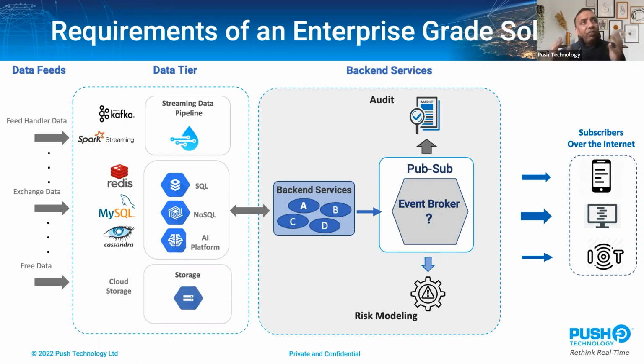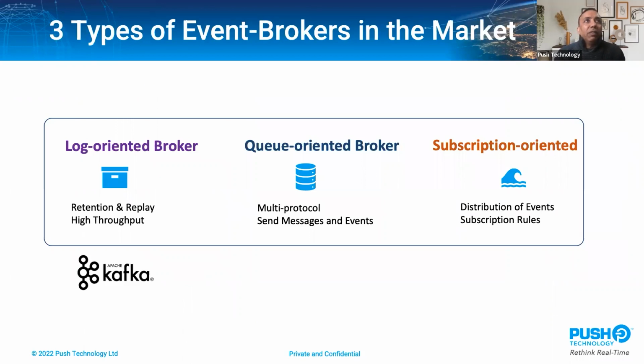So there are a lot of requirements that go into an enterprise-grade solution. Again, think about the number of connections, so scalability is another big consideration. When you're thinking of a pub-sub, there are multiple options. There are three types of event brokers in the market. Not all of them will have all the features that are required.